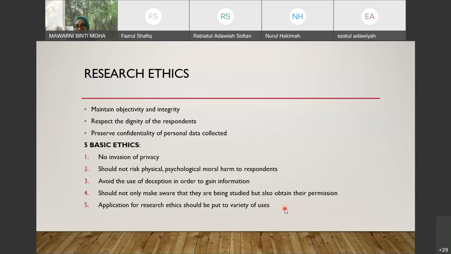Right, so the 5 basic ethics, we do not want invasion of privacy. Should not risk physical, psychological, and moral harm to respondents. Let's say physical education. You want to do something on physical, so you have to do testing. You might ask them to jump, for example, or you want to look into the warming up activities. You want to compare between static versus what? Answer me later, okay? Static warming up versus dynamic. Yes, true. Thank you, Munira.